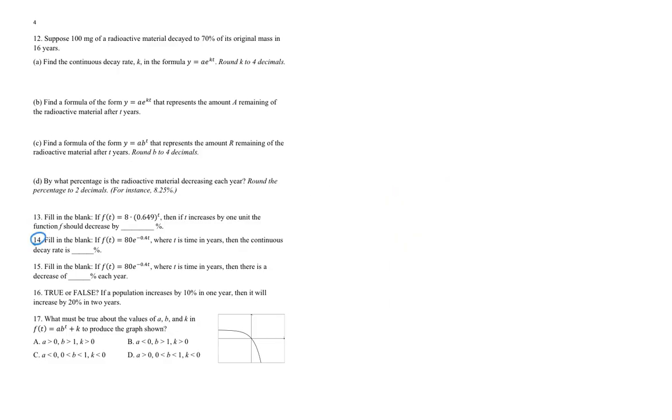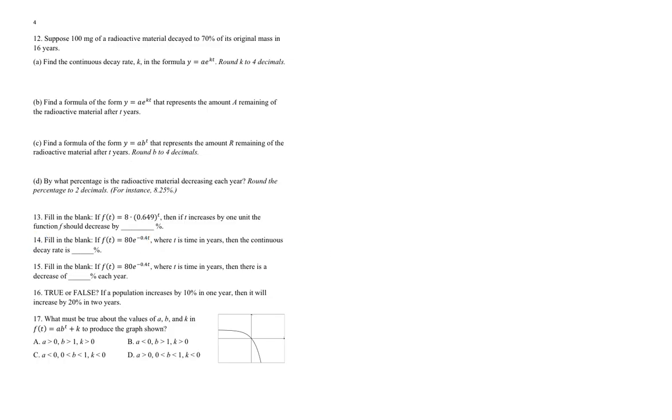Next, we'll look at 14, and we have f of t equals 80 times e to the negative 0.4t, where t is the time in years, and we need to find the continuous decay rate. Well, lucky for us, that's just going to be this k right here. So I'll have negative 0.4, and I'll want to convert this to a percentage, so I'll multiply it by 100, and I'll have negative 40% as my decay rate.